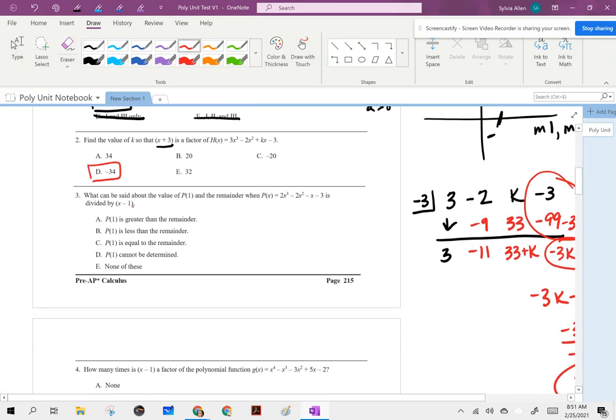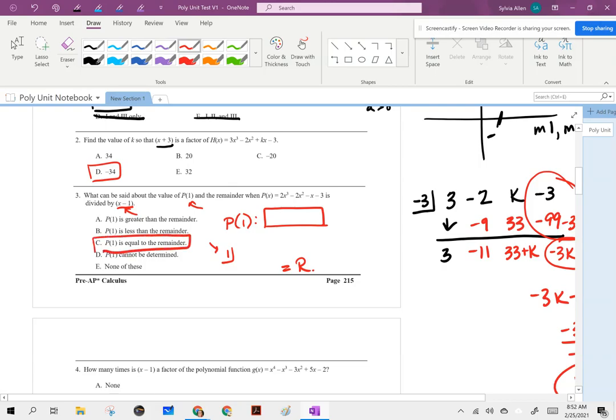And then 3, what can be said about the value of P of 1 and the remainder when P of X is divided by X minus 1? Well, if you were to evaluate P of 1, and if you were to synthetically divide by 1, because that's the factor, X minus 1, the zero is 1, the number that you get when you evaluate is going to equal the remainder of this polynomial. So P of 1 is going to be equal to the remainder.